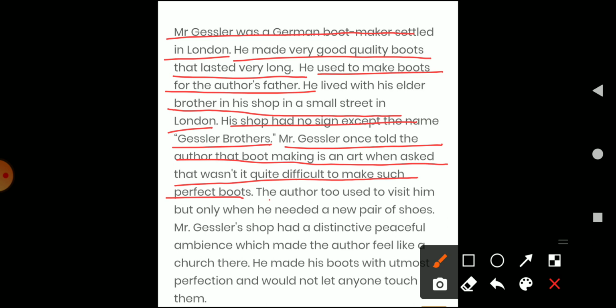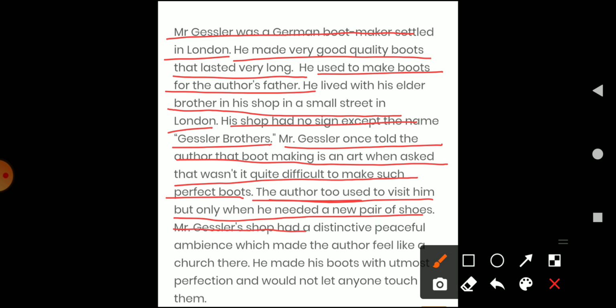Okay, so the author too used to visit him, but only when he needed a new pair of shoes. He could not visit the shop quite frequently. Why? Because the shoes that he bought from the shop used to last pretty long, and due to that reason, for him to visit the shop frequently was not possible. So he used to visit the shop Gessler Brothers only when he wanted a new pair of shoes.